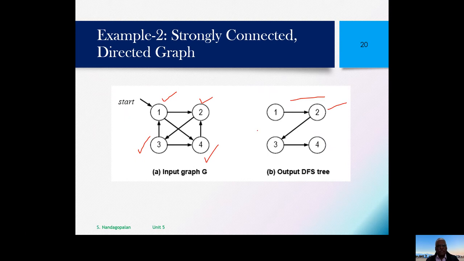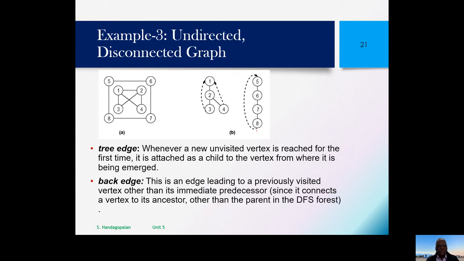Follow the same method, you'll be able to get the DFS tree. The other scenario is undirected but disconnected graph. So you can see here I have one subgraph here, another one here, but the entire graph has eight vertices. So what we have to do here, we start from one, as you can see here.